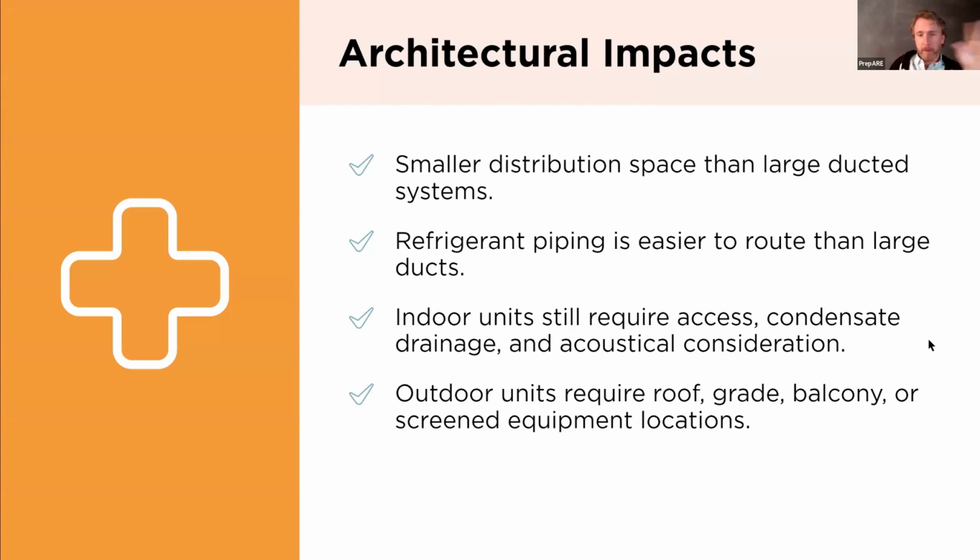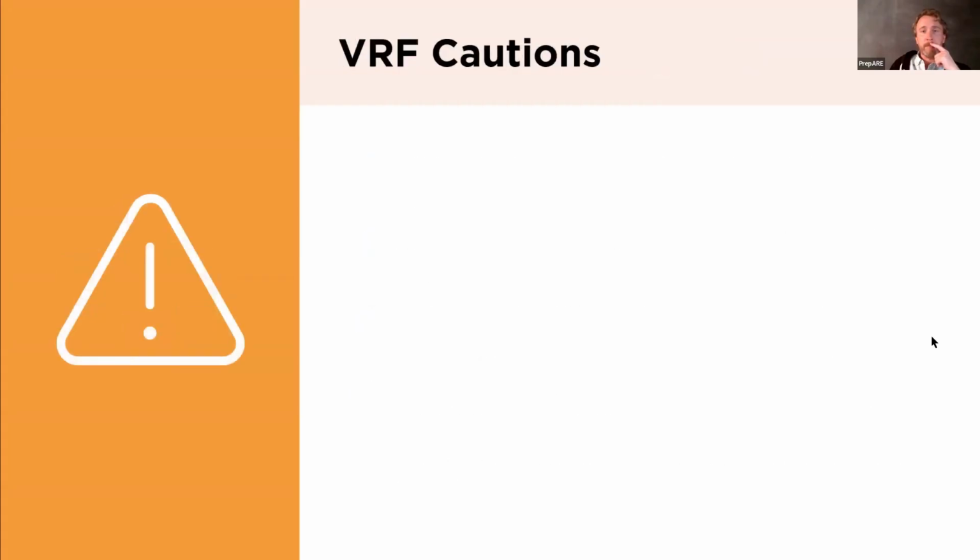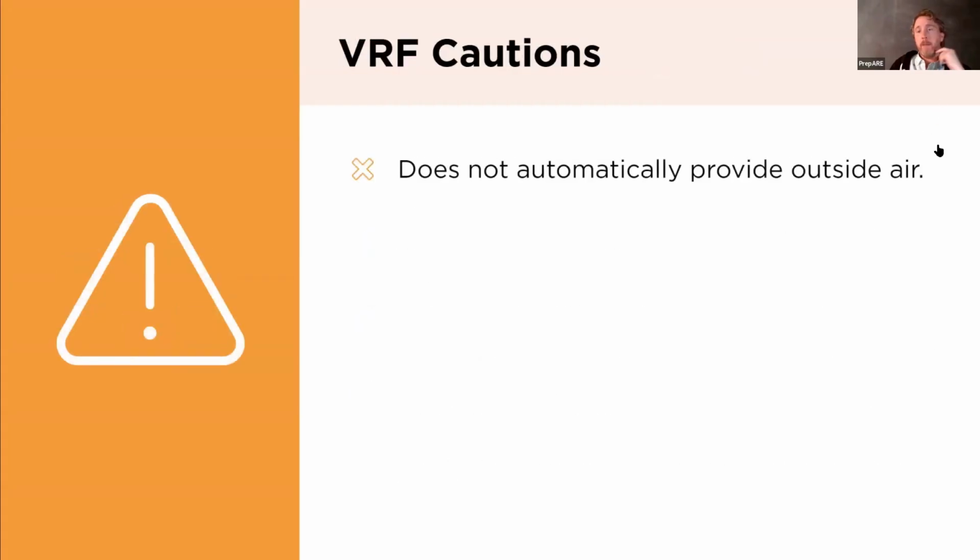Outdoor units, we talked about, is it going to need to be screened, whether it's on the roof or down in a habitable site area? And then you will need a separate fresh air exchange system. So cautions. VRF systems, you have to remember this on the ARE, do not automatically provide outside air. That is a separate system.